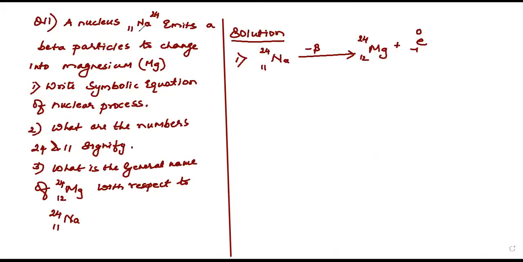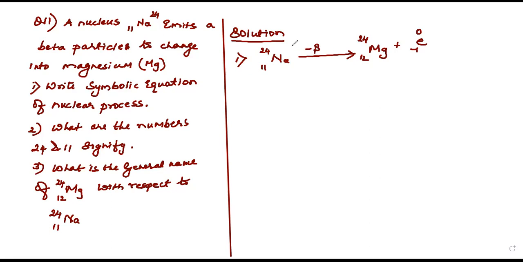A nucleus of sodium, atomic mass number 24 and atomic number 11, emits a beta particle to change into magnesium. Write the symbolic equation of the nuclear process. So see the answer of the first one. Sodium, I always write the atomic mass number also to the left hand side. Atomic mass number 24, atomic number 11. It emits a beta particle.